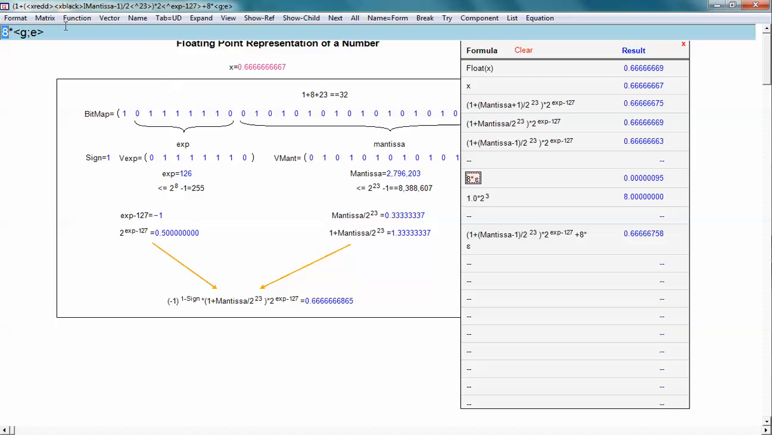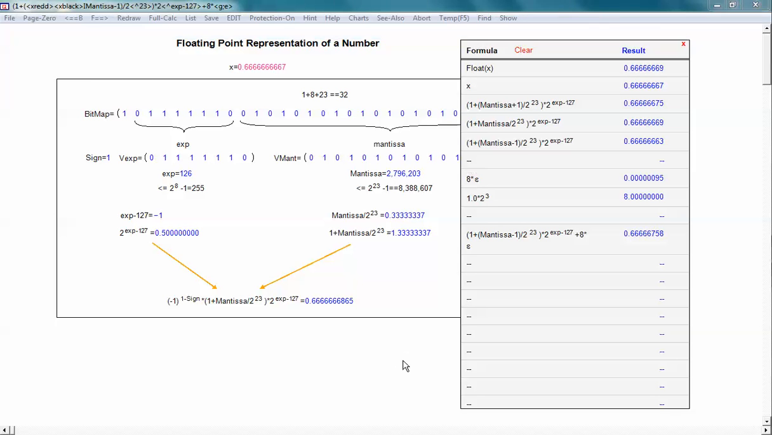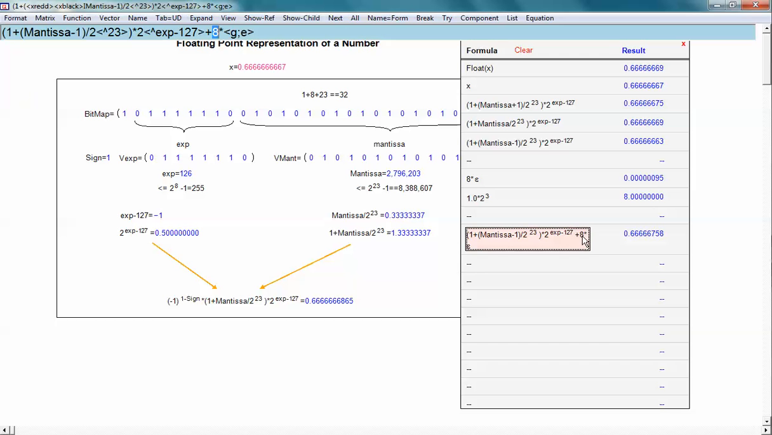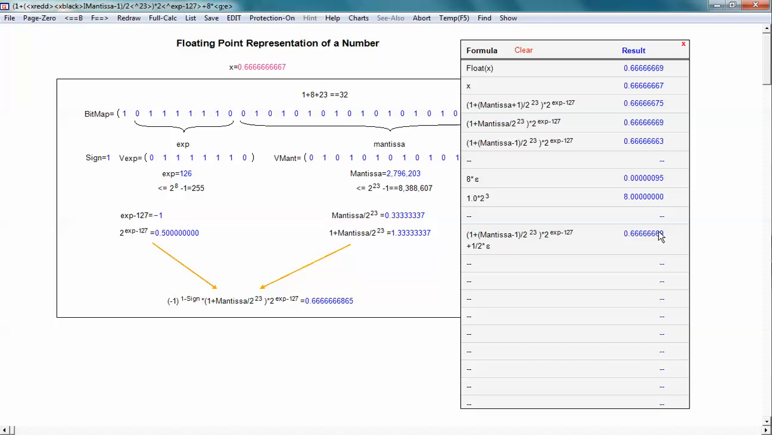So let's just see if that's the case. We can change this here, and we make this 8 1/2. Okay, this number should match our middle number because I'm taking my lower number and adding half of epsilon to it, and it does match.